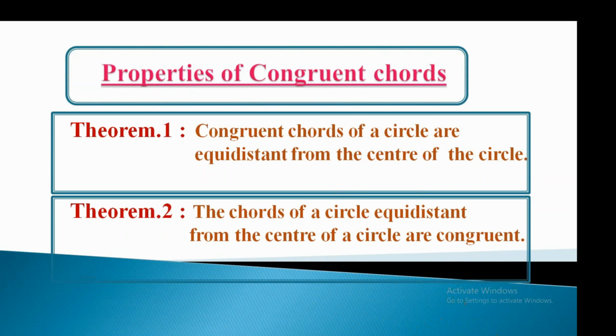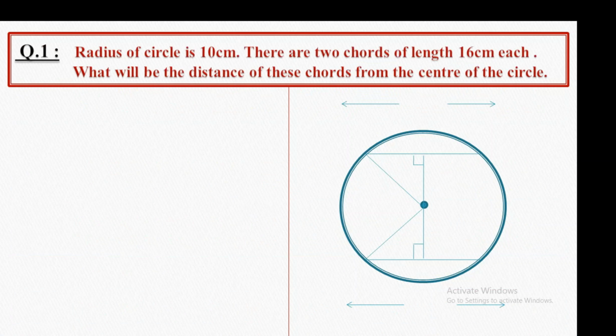What does theorem number 2 say? The chords of a circle equidistant from the center of a circle are congruent. If the distance from the center to the chords is equal, then the chords are also congruent to each other. So these are the two properties of congruent chords. Now let's see the questions based on the properties.